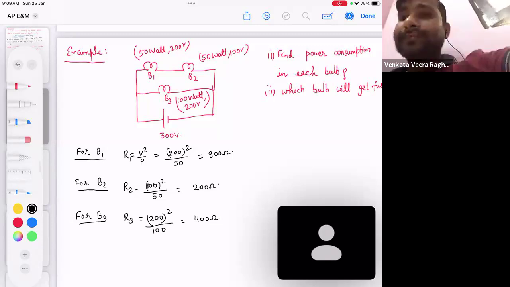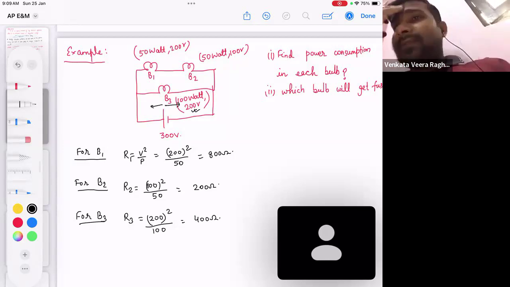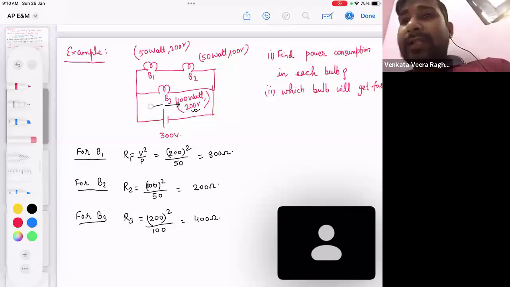And now see, bulbs 1 and 2 are connected. You can directly see and answer that bulb 3 is going to get fused. Why? See, it is a 100 watt bulb. When 200 volt is connected, it will consume 100 watt. But what is the voltage across this B3 bulb? Is it 300 volt? So that means this B3 is going to get fused, right? You can calculate it also and tell the same thing.